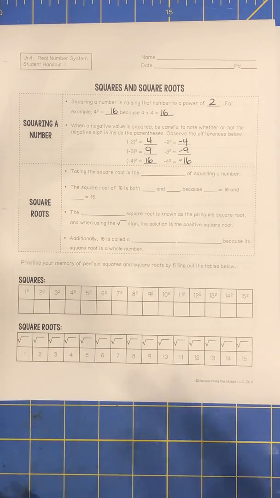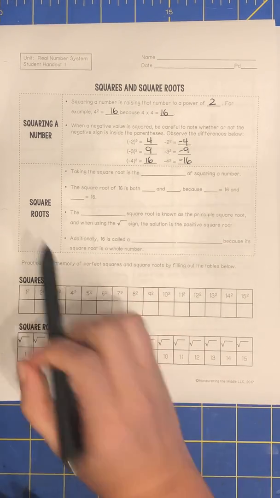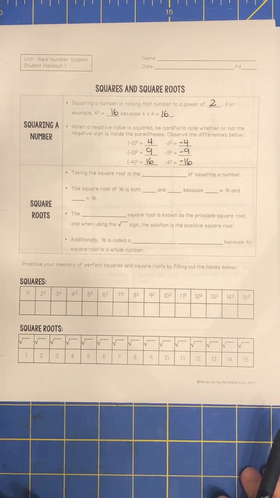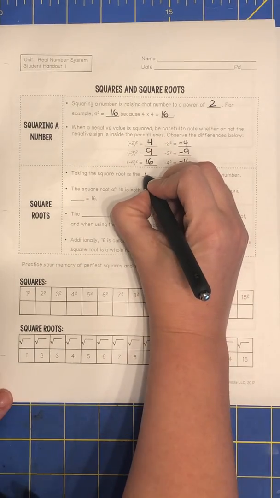Again, anytime I say what's the square of 8, 8 squared would be the same as saying 8 times 8, which is 64. Any base number squared means to take that number and multiply it times itself. Now on the other end of the spectrum, sort of the inverse, is called the square root. Taking the square root is the inverse or opposite of squaring a number.